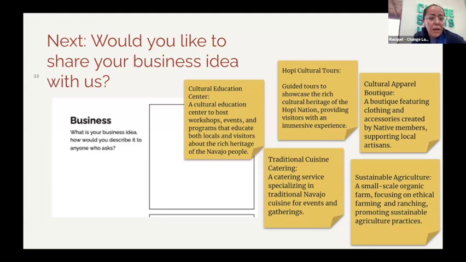The way ChatGPT or AI describes this business is that it's a cultural education center to host workshops, events, and programs that educate both locals and visitors about the rich heritage of the Navajo people. So that would be how this person explains what their idea is about and how they would describe it to someone who would ask them, such as Change Labs. If we ask this person what your idea is, this is an example of a response that we would get. Another one would be Hopi cultural tours.